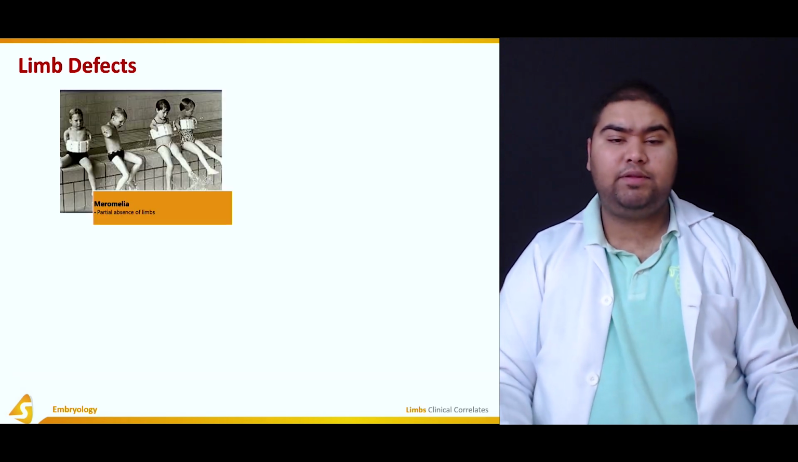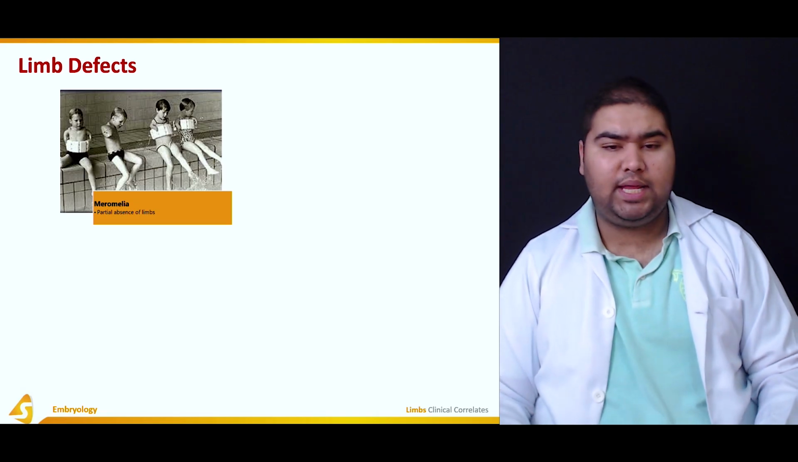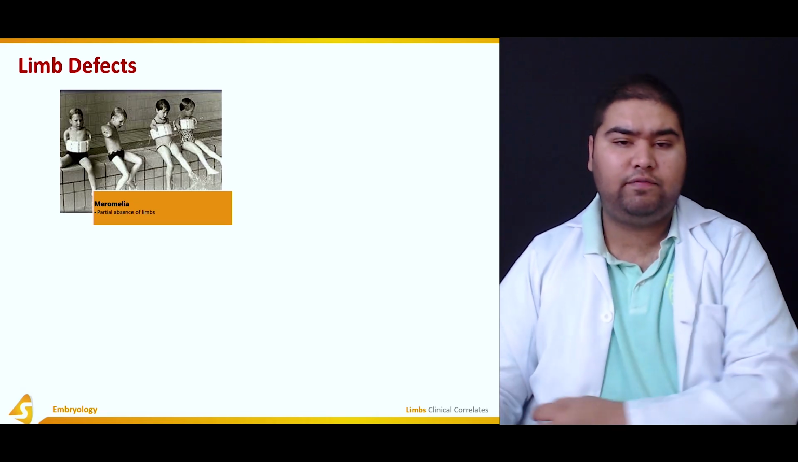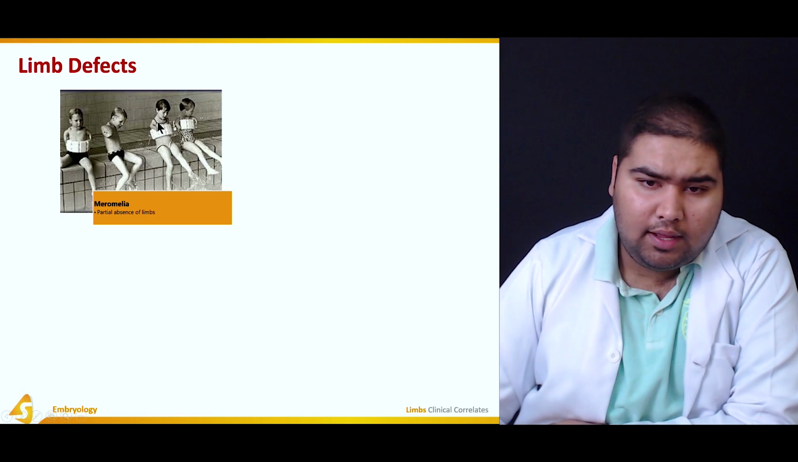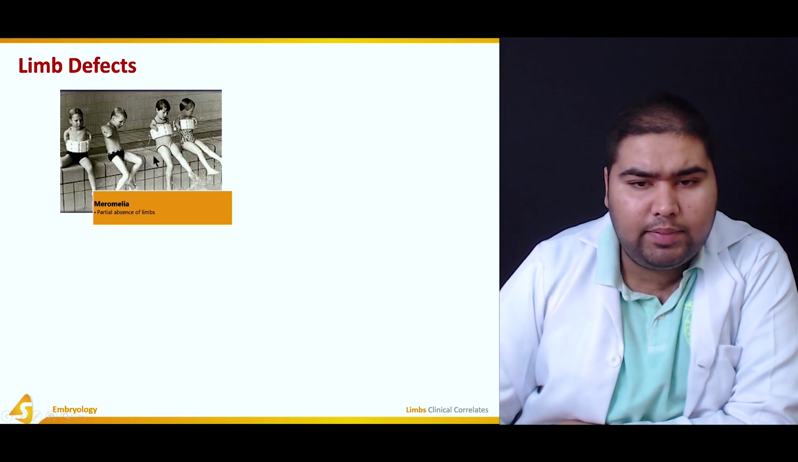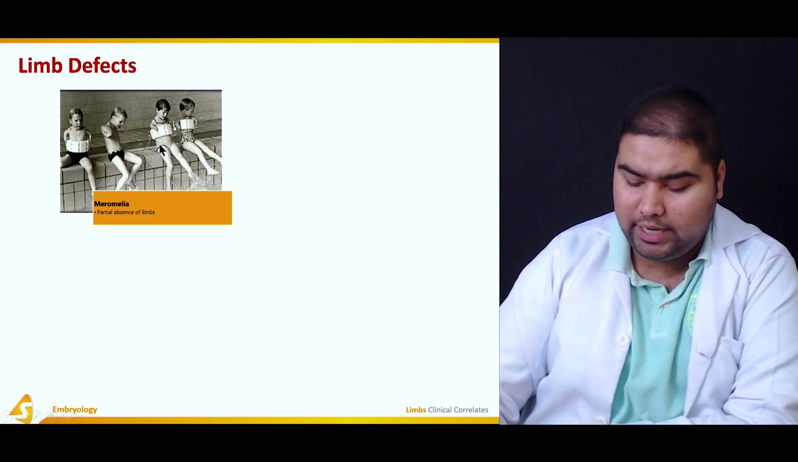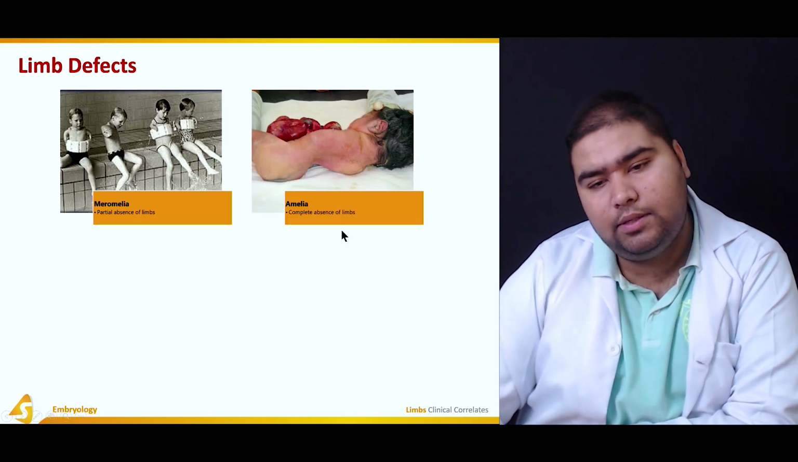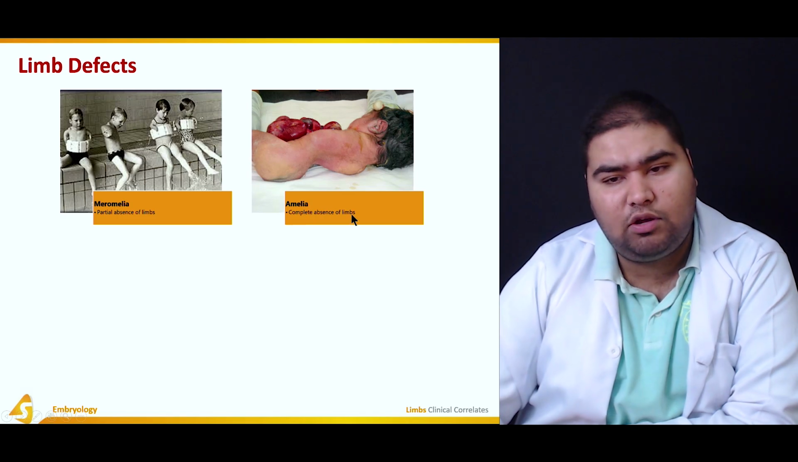So, in limb defects, we first have meromelia, which is the partial absence of limbs. Here you can see somewhat rudimentary limbs have been formed in these children, but not a complete functional limb. So, amelia is complete absence of limbs.